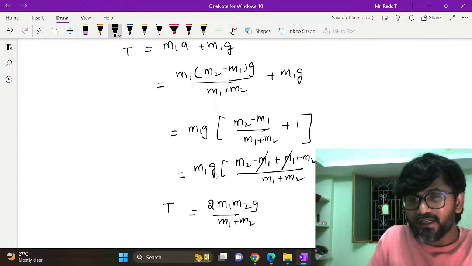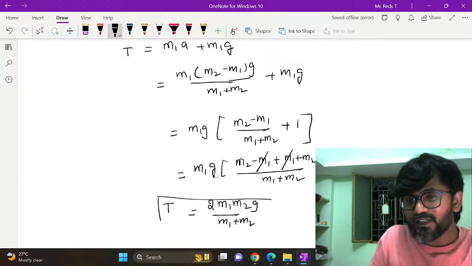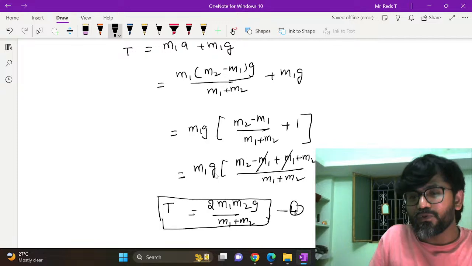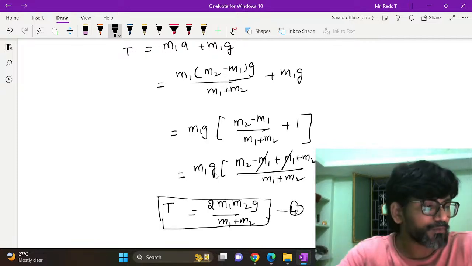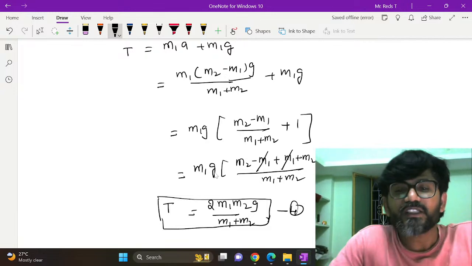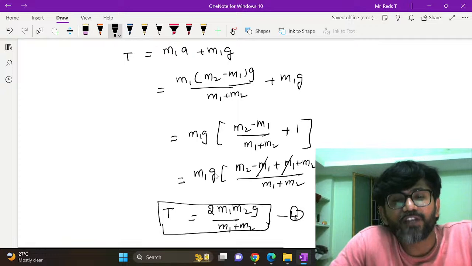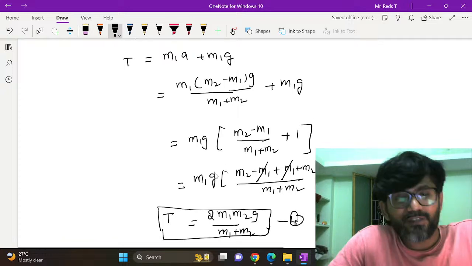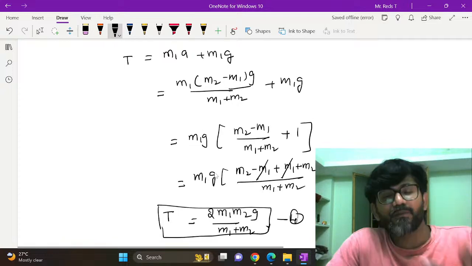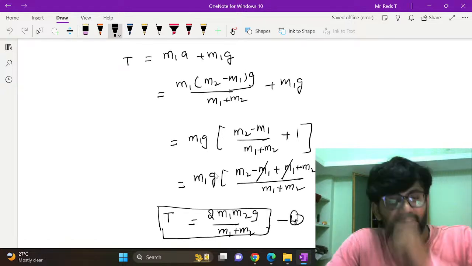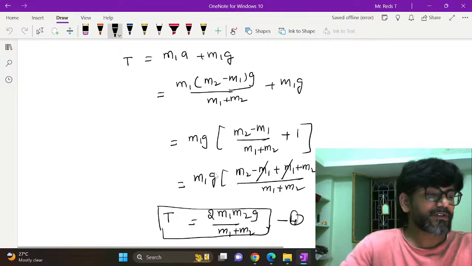This is the tensional force or tension developed in the string. You can take this as equation 4. So this is how we can find the acceleration of upwards motion and tension T developed in the string of an upwards motion. So copy it down, copy the points.